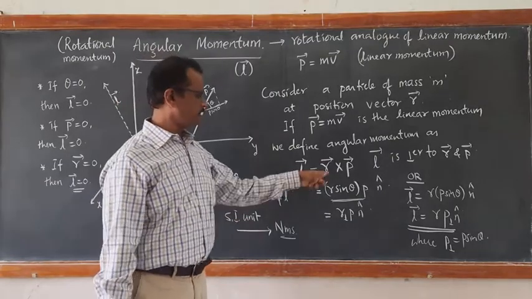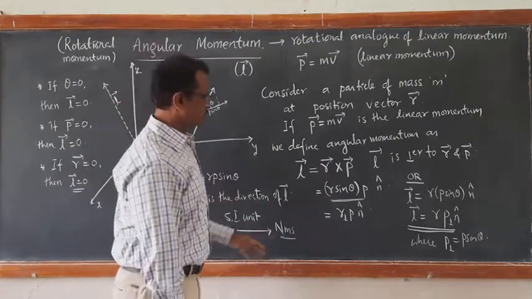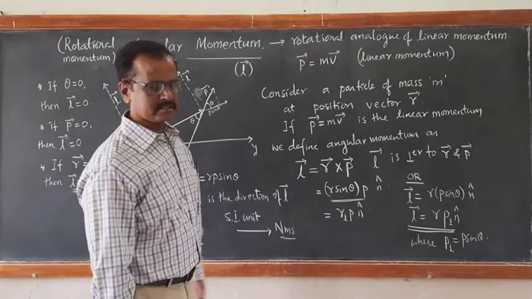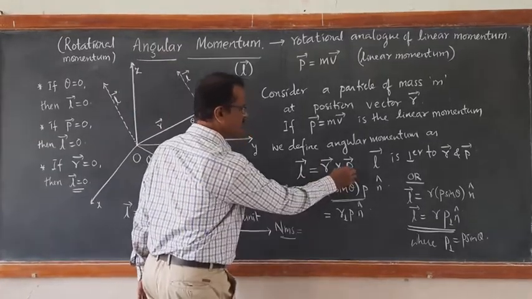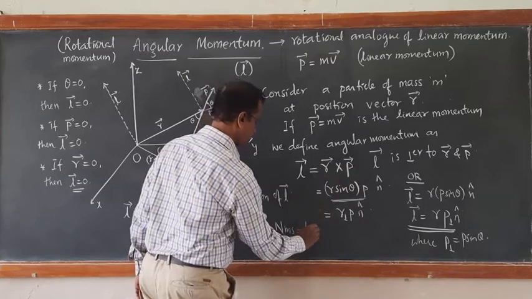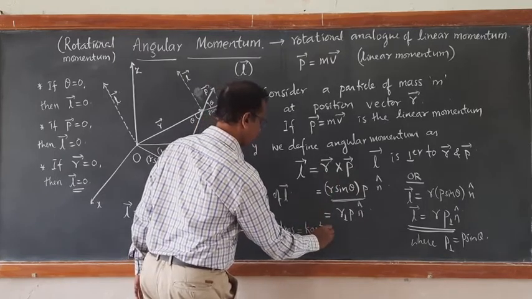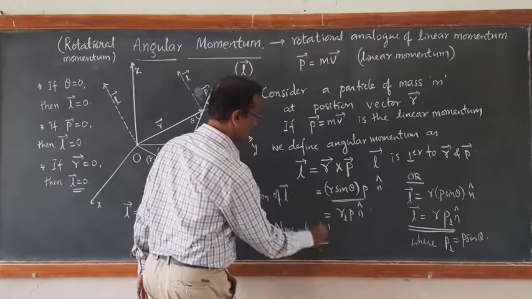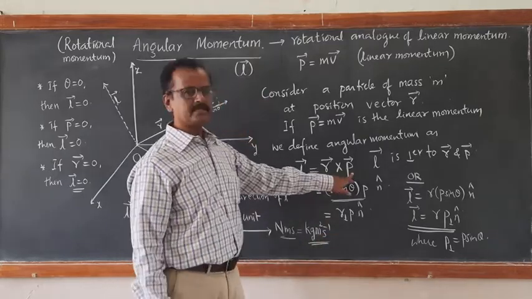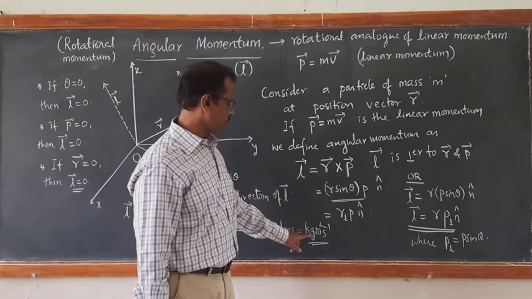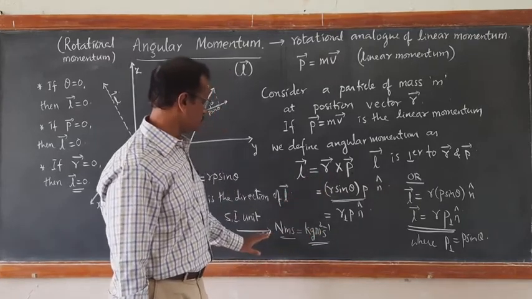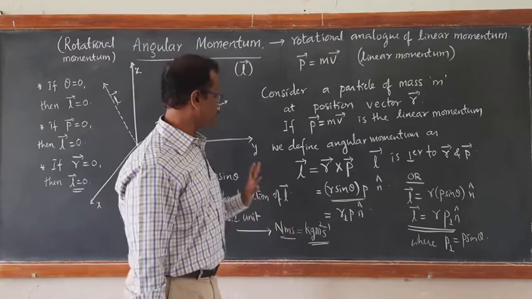Or if you write in terms of units of mass, this can also be written as kg meter per second into meter. P is kg meter per second and r is meter, so it becomes kg meter square per second, which is also Newton meter second.